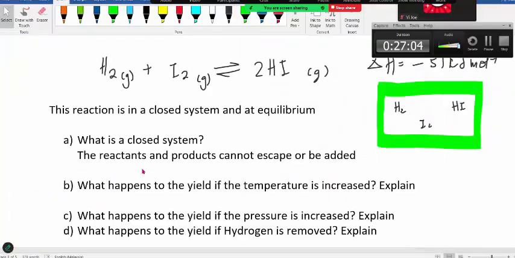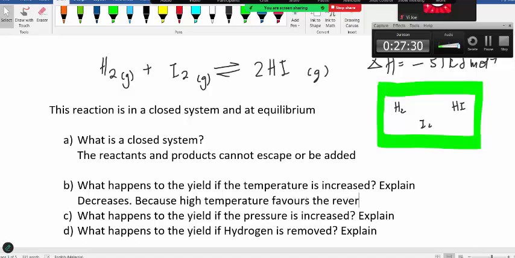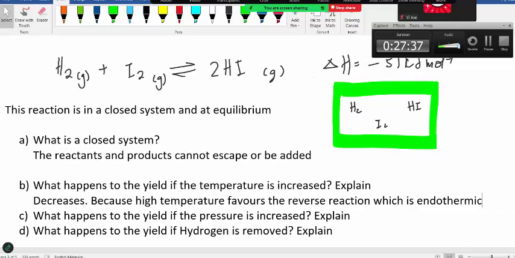What happens to the yield if the temperature is increased? Increase or decrease the yield? Decrease. Why? Because, this is how you write it: high temperature favors the reverse reaction, which is endothermic.